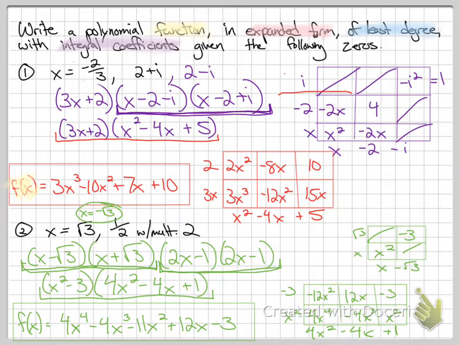Okay, unless I made a tiny mistake, which happens, I got f of x. Did you remember your f of x? Are you writing it as a function? f of x equals 4x to the 4th minus 4x cubed minus 11x squared plus 12x minus 3. Integral coefficients, expanded form, function, and its least degree because I didn't add in any extra roots.